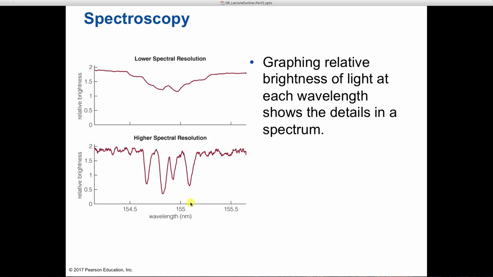And so then you can really more clearly identify where these major absorptions are happening. And that will then more clearly tell you what the elements are, what the molecules are that are absorbing this light. And that tells you then what that object maybe is made of, or at least what's maybe in the atmosphere of that object.